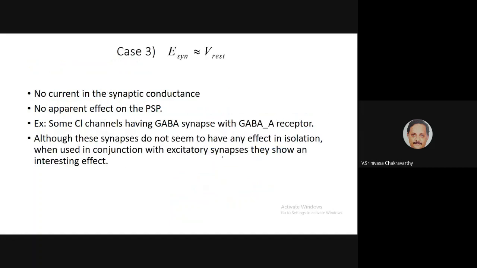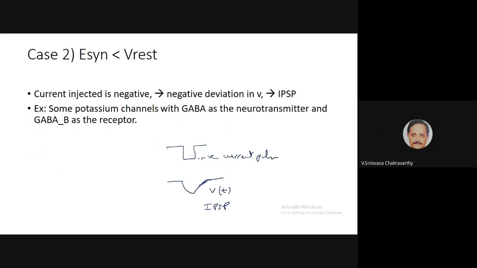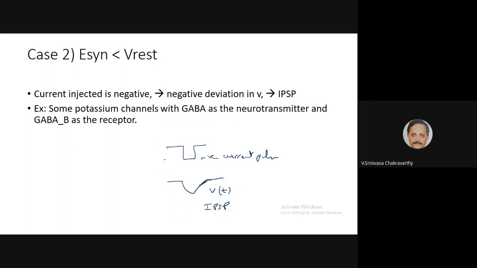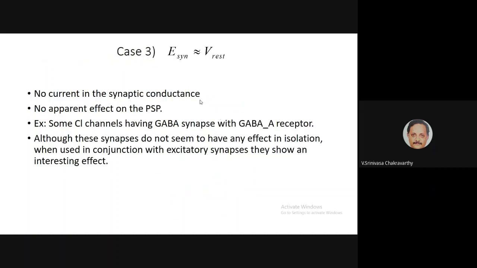Okay, now let's take the third case, which is when E_syn is equal to V_rest. So here, this is an interesting case. If you apply this to the same equation, then even though there is a brief increase in the synaptic conductance, since E_syn is roughly equal to V_rest, there's hardly any current here. So there's no voltage response, which is interesting because there's a synaptic transmission, but there's no current. That's also possible when E_syn is roughly V_rest.